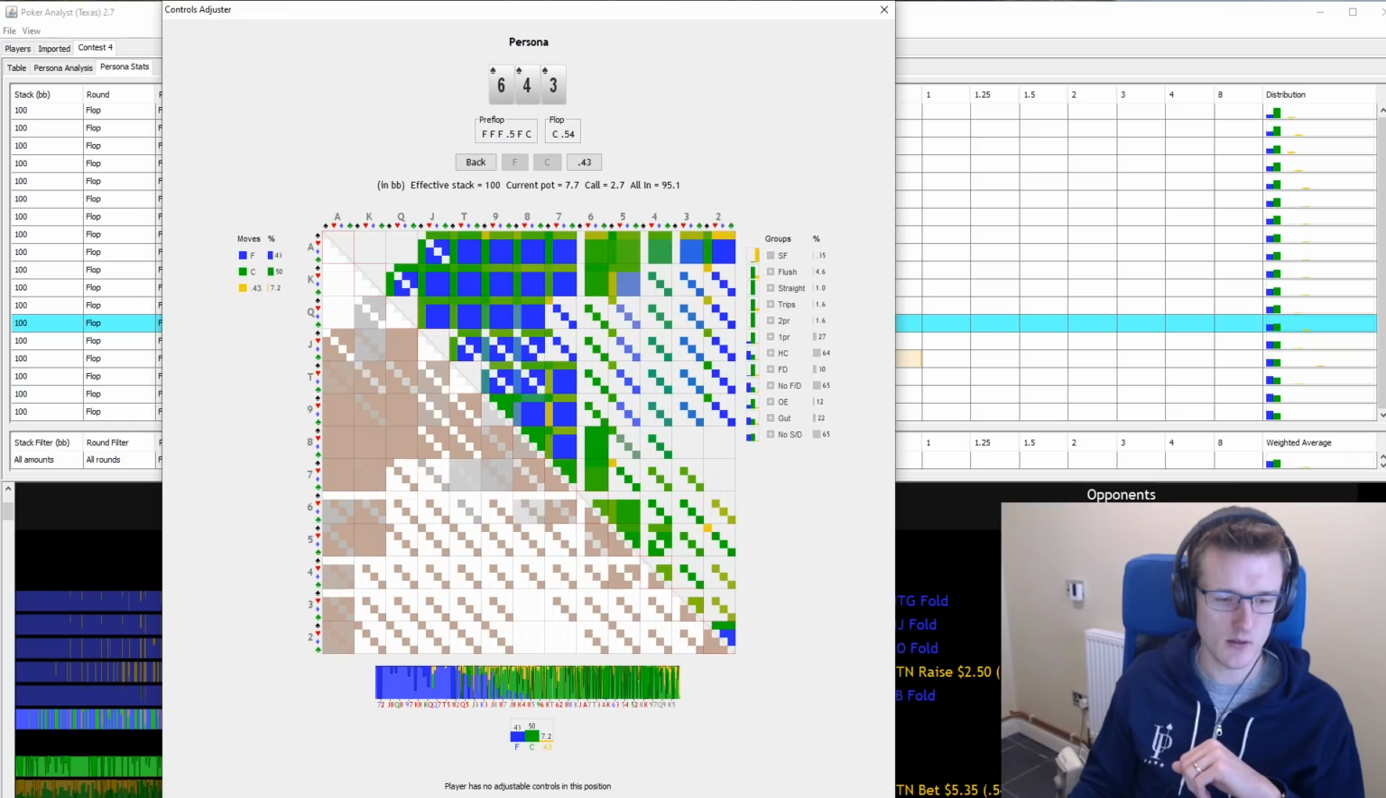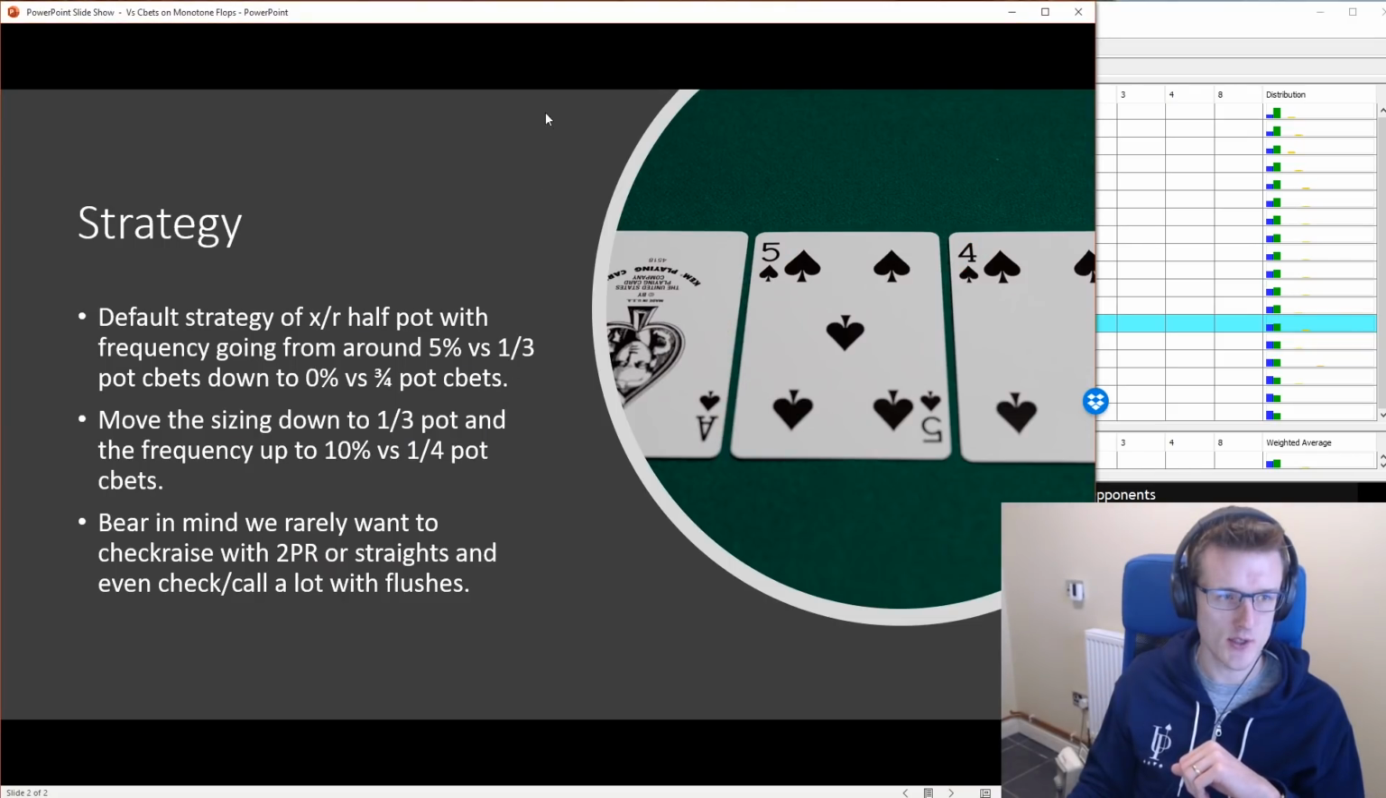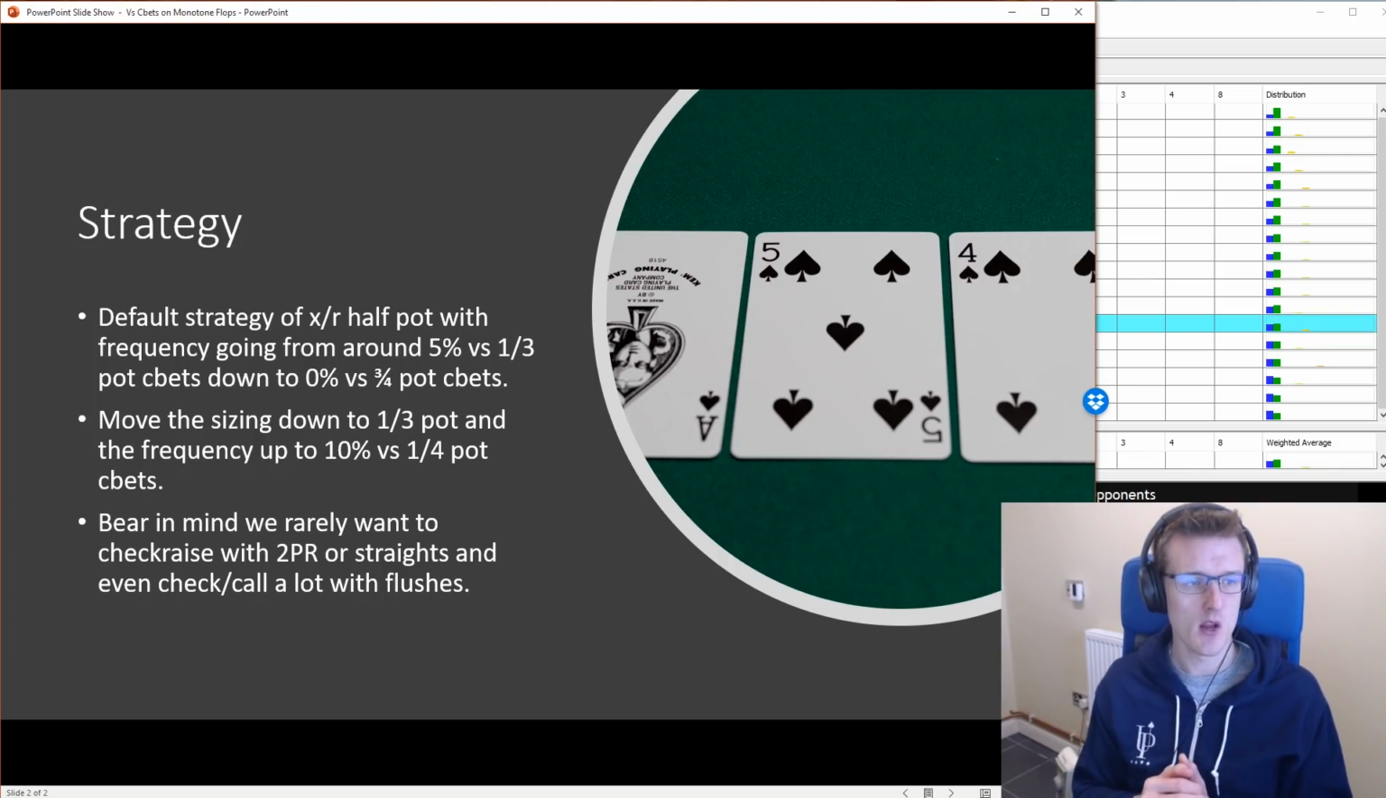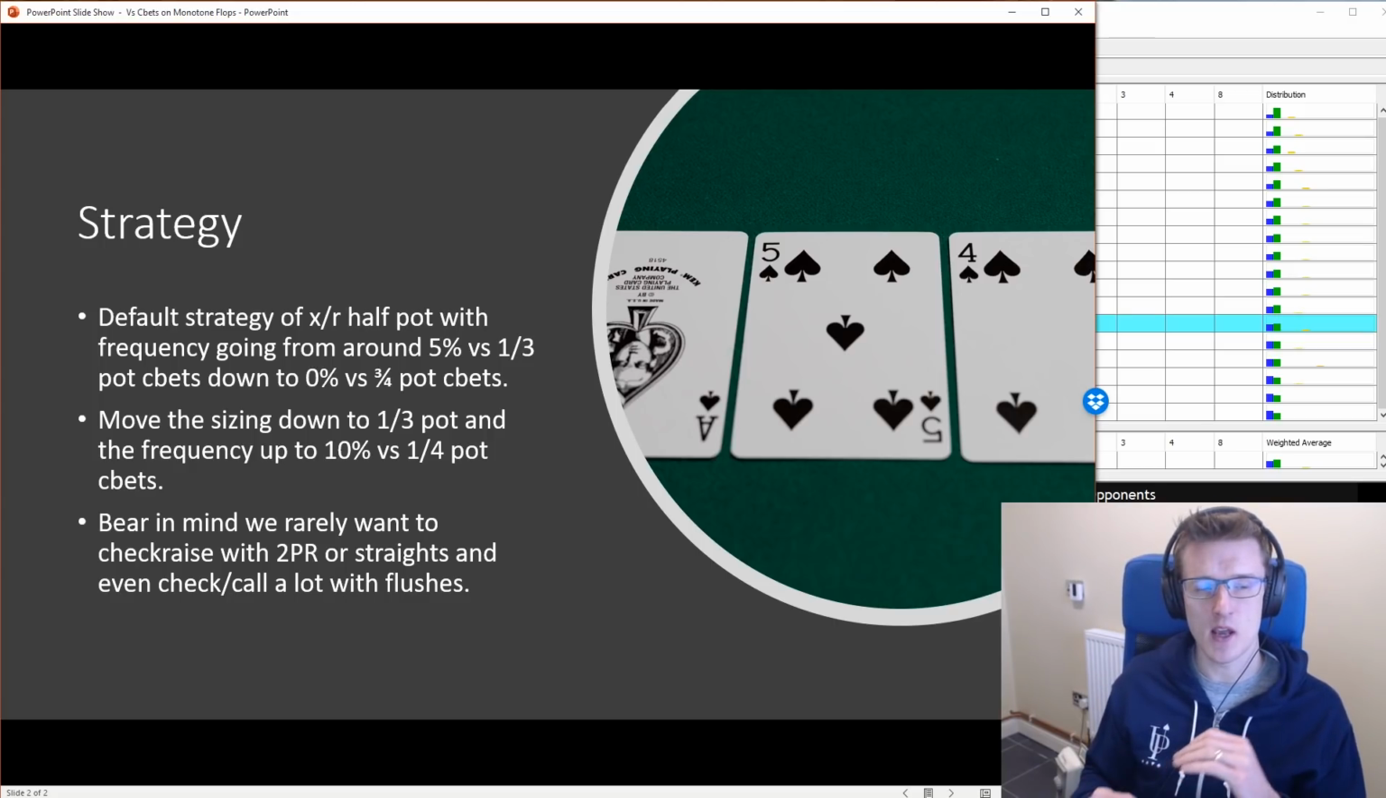So let's bring in some PowerPoint conclusions here, because it's obviously nice to understand the concepts, but we need to know what our strategy is actually going to be. So we can have a default strategy of check raising half pot with our frequency being around 5% versus third pot c-bets and going down to 0% versus three-quarter pot c-bets.